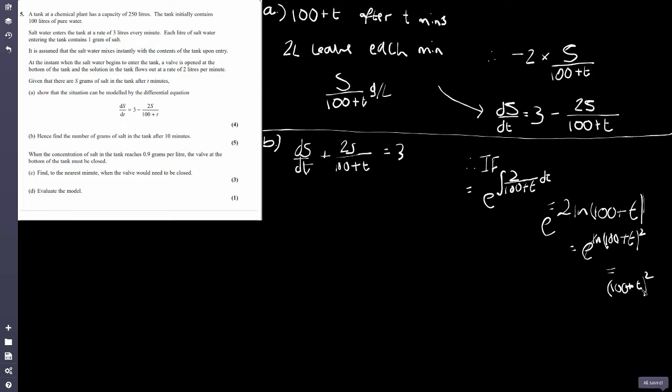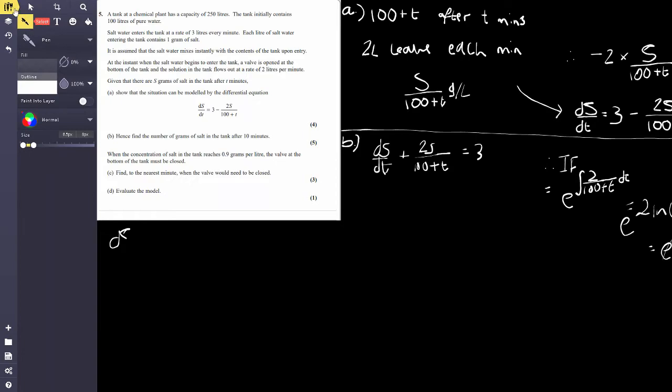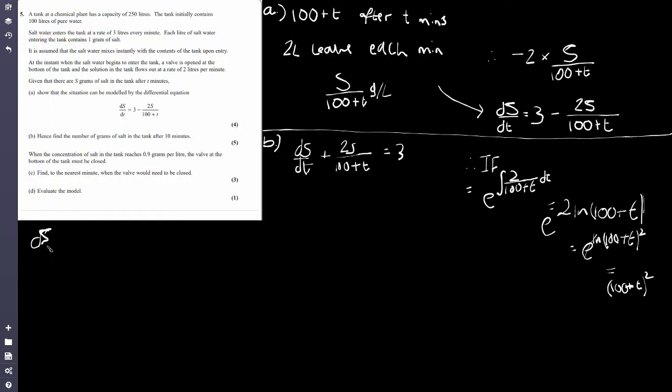Okay, so we've got the integrating factor now. What we do next is we times through our differential equation by the integrating factor. So let's do that over here, so we've got a bit extra room. So I have to times everything through now. So ds/dt by the integrating factor. There we go, that's a bit better.